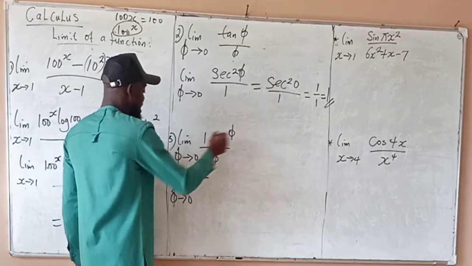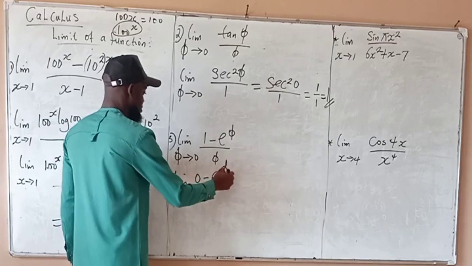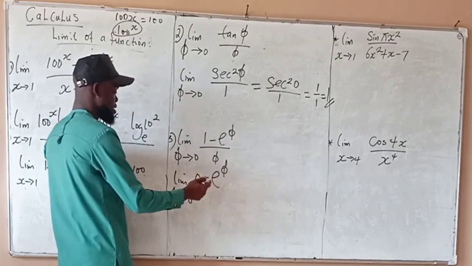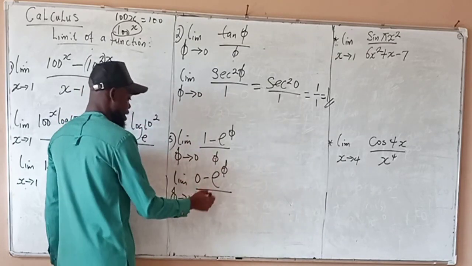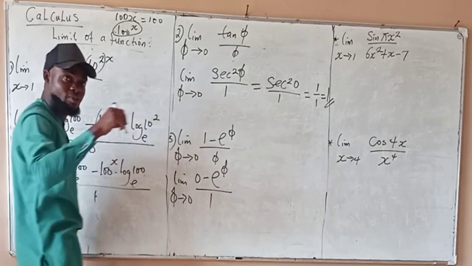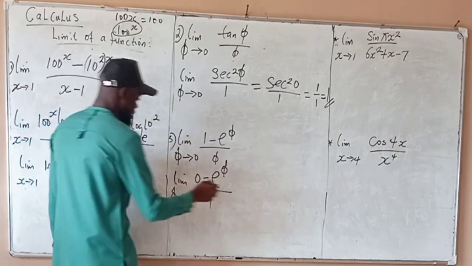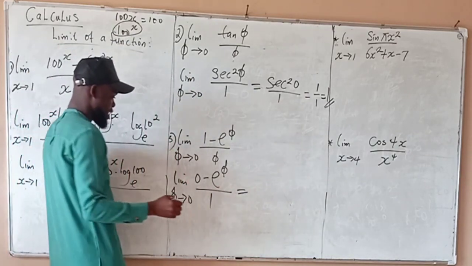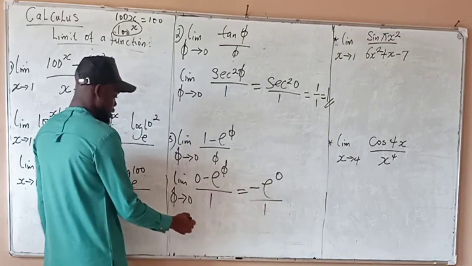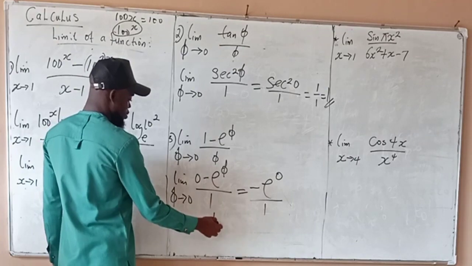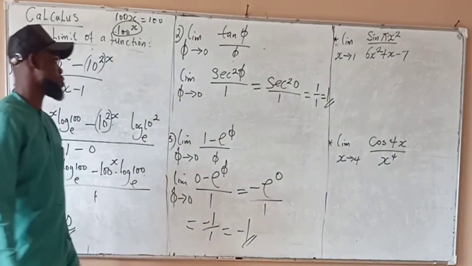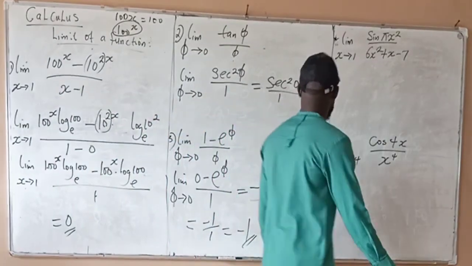Differentiating the exponential of phi, the exponential of phi will remain the same. Differentiating the exponential of x remains the same thing. Differentiating phi with respect to phi gives 1. Then, when phi equals 0, we have minus exponential 0 over 1. But exponential 0 is 1, so minus 1 over 1 equals minus 1. That's minus 1. So it is a very simple thing.